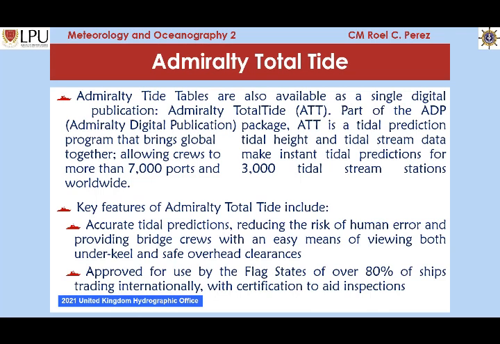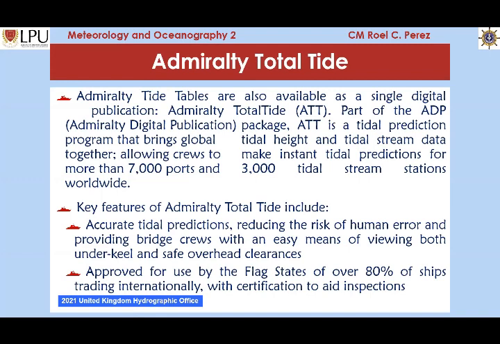The key features of the Admiralty Total Tide include accurate tidal predictions, reducing the risk of human error and providing bridge crews with an easy means of viewing both underkeel and safe overhead clearances. Of course, there is a risk of human error if you do it manually, no? Especially, we are not experts in calculating or taking the tidal prediction for the secondary ports. But I will show you, no? And you will see it is very hard.